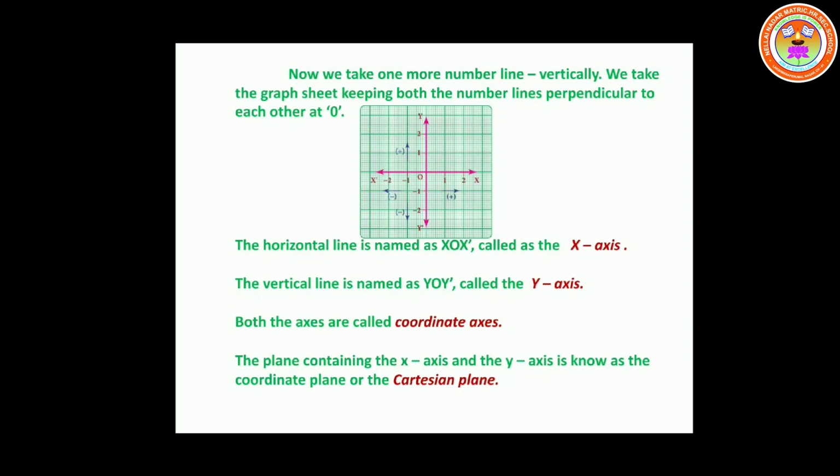So XOX dash is called the x-axis. Now this vertical line is named as YOY dash, which is called the y-axis. Both the axes are called coordinate axes. What are those axes called? Coordinate axes. The plane containing the x-axis and the y-axis is known as the coordinate plane or the Cartesian plane. So the plane which contains both the x-axis and the y-axis is known as what? Cartesian plane.